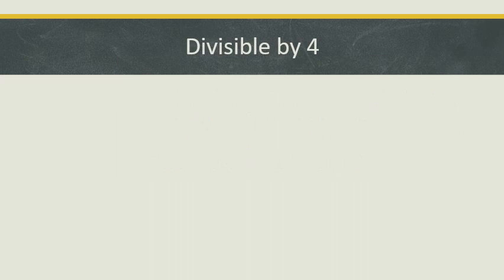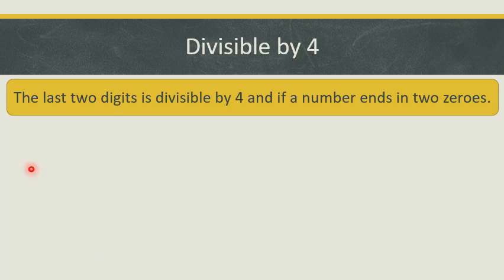So paano ba masasabi kung ang number ay divisible sa 4? The last two digits is divisible by 4 and if a number ends in two zeros. So paano po yan? For example, 348. So ilang digits po ba ang 348? Bilangan nga natin. So 1, 2, 3. So may 3 digits siya.